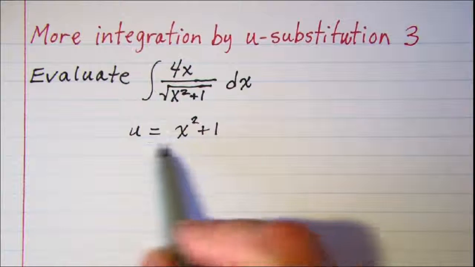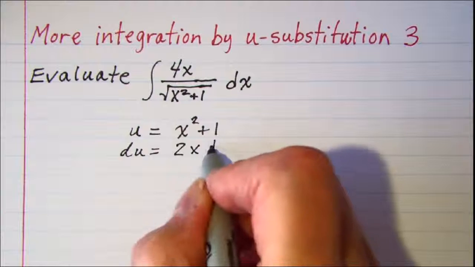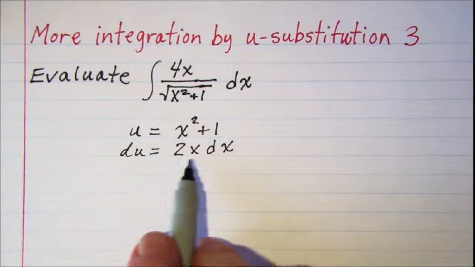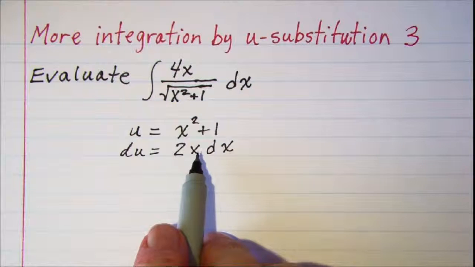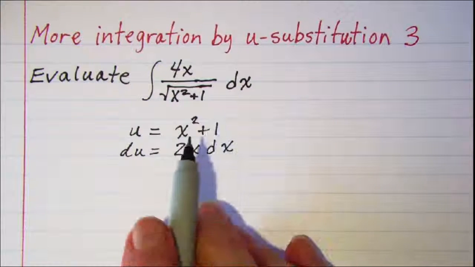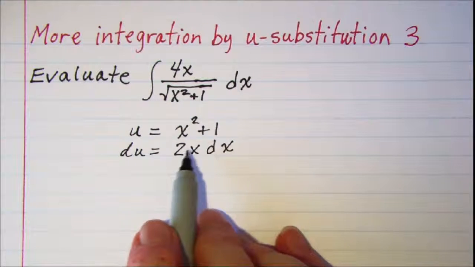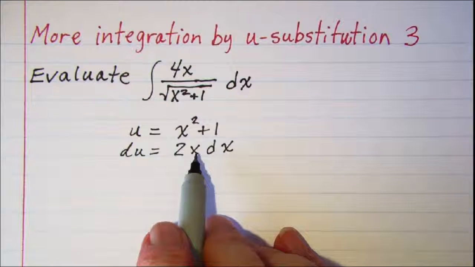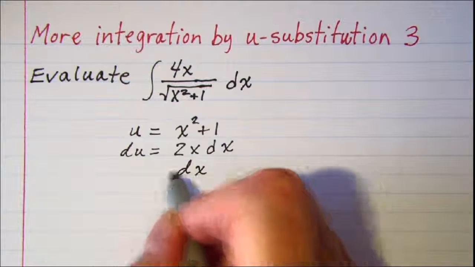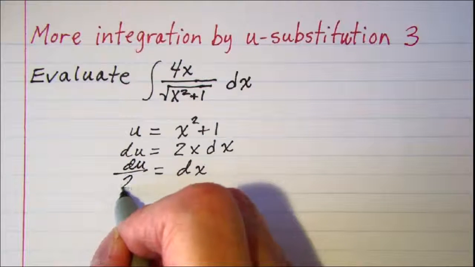Then when we do a derivative on this, we get du is equal to 2x dx. Now there's a number of different ways we can tackle this from this point. I can see that I have an x dx in my original problem, so I need something to sub in for x dx. I could also just solve for dx. So let's do that. Let's divide both sides by 2x and get dx is equal to du over 2x.